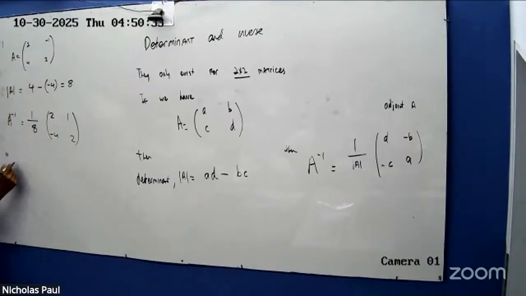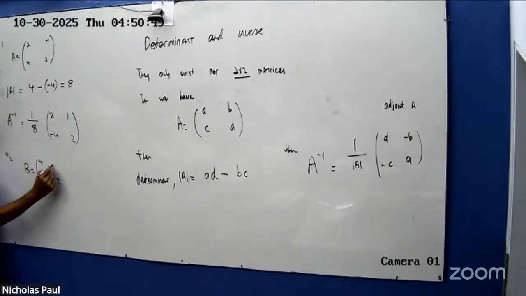That's the answer, you're done. If you want, you can multiply each value by 1/8, but I don't like to do it like that. I'll show you why later on. I want you to try one for me. Find the inverse of B and be done.